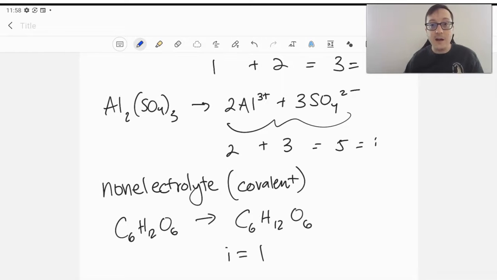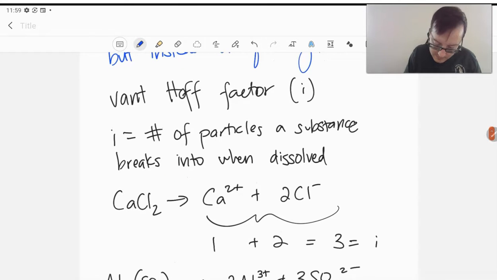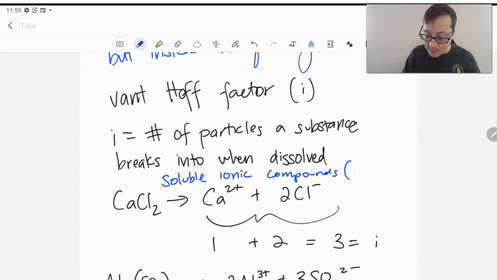It simply gets surrounded by water molecules, happily engaging in their hydrogen bonding and dipole-dipole interactions, and there's nothing breaking off. Whereas with ionic compounds, the ions are separated by water, and so they will act as individual particles. However, with non-electrolytes, with covalent compounds, we're always going to have a van't Hoff factor of 1. So if we go back up here, this is for soluble ionic compounds, which will be strong electrolytes.